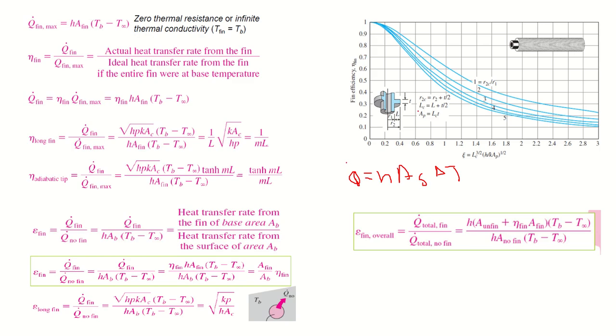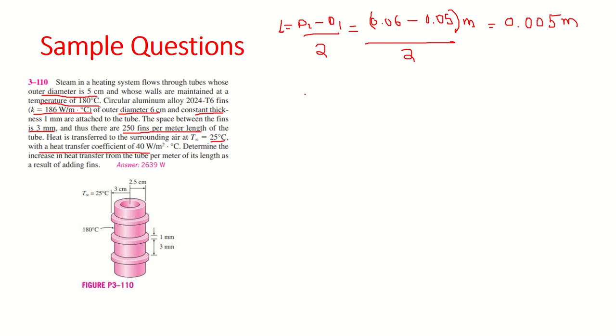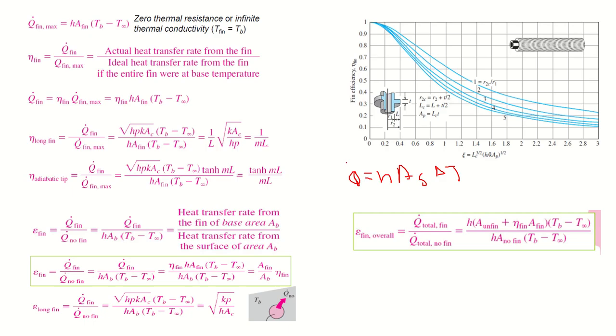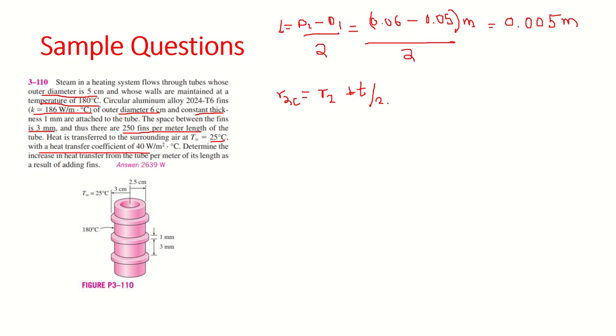Now what do I need to find? I need to find R2C. R2C is equal to R2 plus thickness by 2. And what else do I need to find? R2C over R1 is the one we need to determine, so we will do that also.